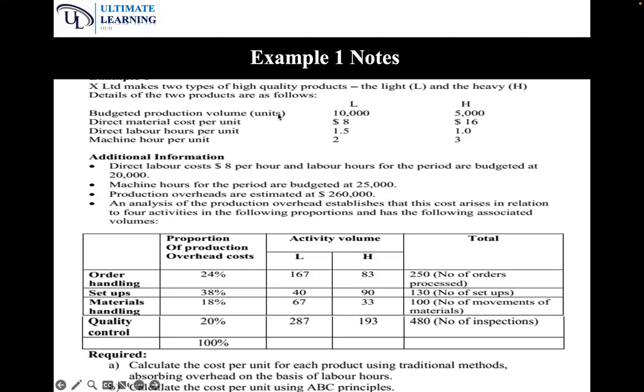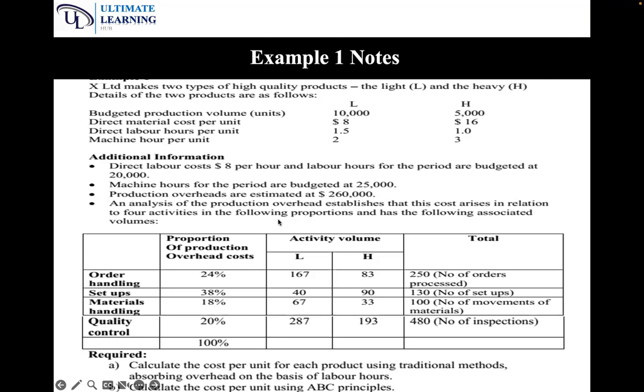So budgeted production volume is 10,000 and 5,000. Direct material cost per unit, 8 and 16. Direct labor hours, note these hours, not cost. Direct labor hours per unit is given. Machine hours per unit is given. Additional information. Direct labor costs $8 per hour, and labor hours for the period are budgeted at 20,000. Machine hours for the period are budgeted at 25,000. Production overheads are estimated as 260,000.